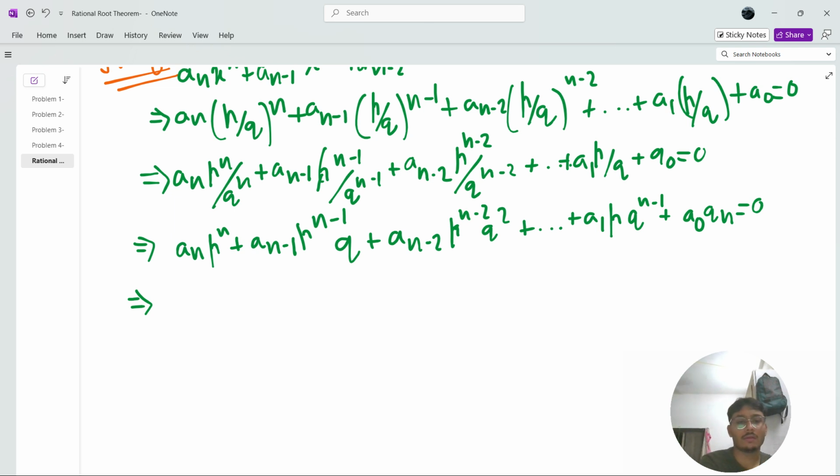Here we need to take a good look at the equation, that is the expression. I have a_n times p to the power n.